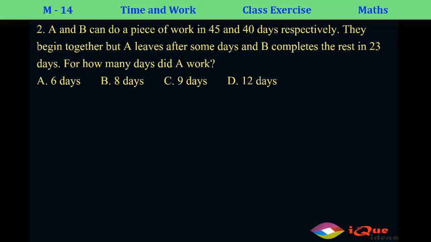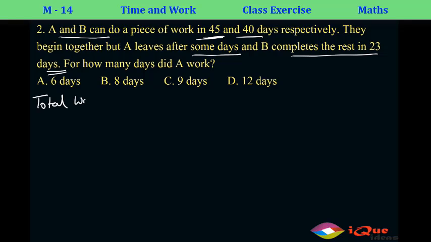Now this question says A and B can do a piece of work in 45 and 40 days respectively. So here total times are already given. They begin together, but A leaves after some days and B completes the rest in 23 days. Now here we can use the fraction method, but I will always suggest whenever the original total times are given, you can take the total work.